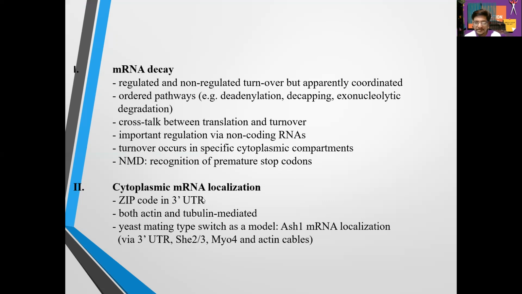And the second part, I just spoke about how exactly it is going to be localized. They have a zip code, which is always on the 3' untranslated region of the messenger RNA. This is going to be facilitated by the actin and tubulin proteins, which are very, very important. And once the messenger RNA lands up in the cytoplasm, it will be ready for translation. The time it is going to take will vary as per the demand. Not all messenger RNAs are going to have the same life period or half-life. It varies from one messenger RNA to the other.